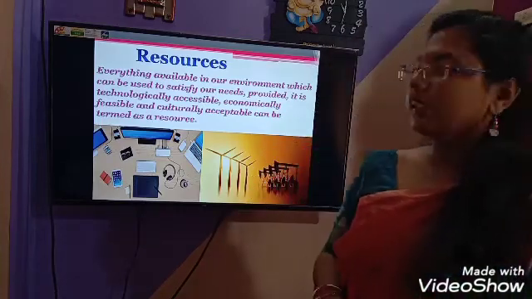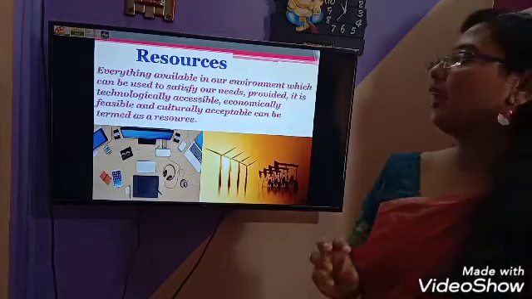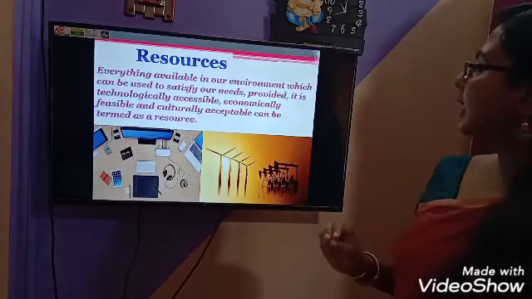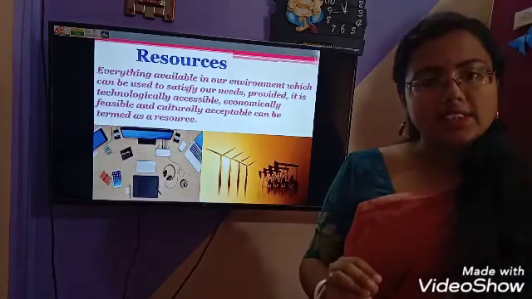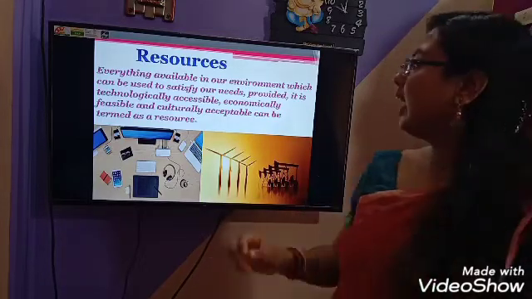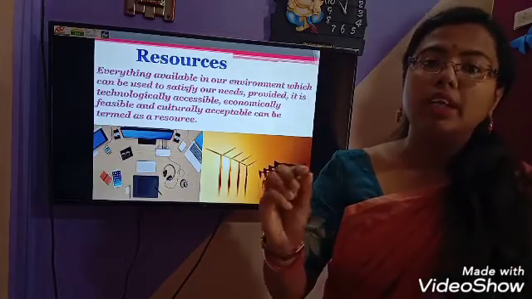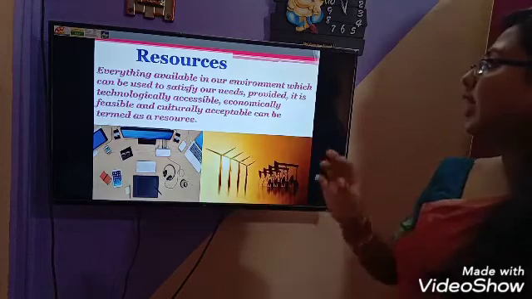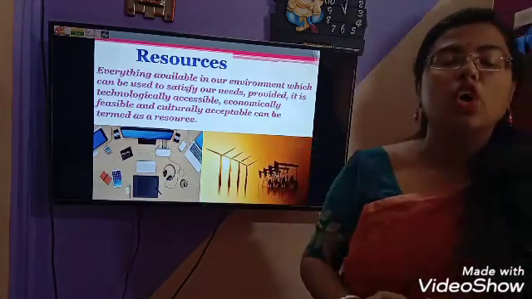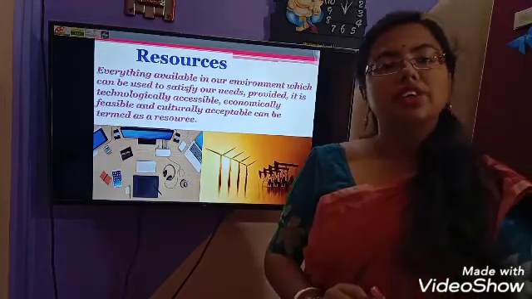So we can define resource as everything available in our environment which can be used to satisfy our needs. And provided it is technologically accessible, that means we need to use technology to use the resource. Economically feasible, that means economic development is also related with that resource. And culturally acceptable, that means everyone will accept that thing or object as a resource. Then we can term the object a resource.